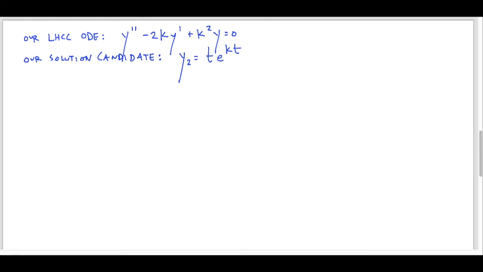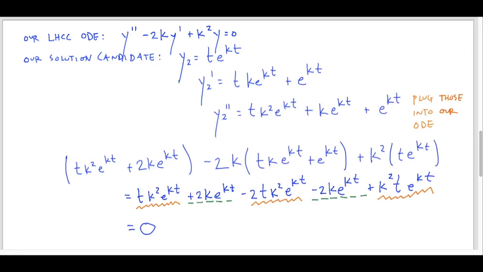Recall from a few steps back that my LHCC ODE will have this form here. And then I want to see if this is a solution. I'll just use the usual process where we find the necessary derivatives, plug them in, and see if the differential equation ends up being true. Here I've done all of that work. I found what y sub 2 prime would be, just applying the product rule. I found what y sub 2 double prime would be. In y sub 2 double prime, I actually have like terms here, so I can add those together.